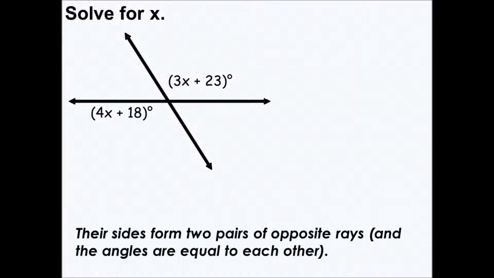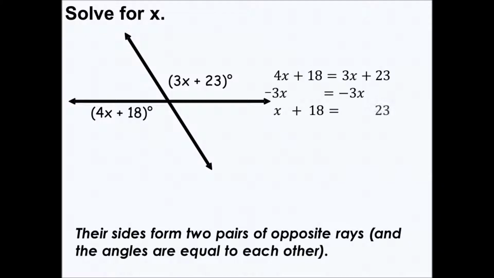Notice that their sides form two pairs of opposite rays and the angles are equal to each other due to the definition of vertical angles. Therefore, our equation would be 4x plus 18 is equal to 3x plus 23. To solve this, we're going to use algebra. So we're going to subtract 3x from both sides. 4x minus 3x gives us x. We're going to bring down the 18. 3x minus 3x equals 0, and we're going to bring down the 23.